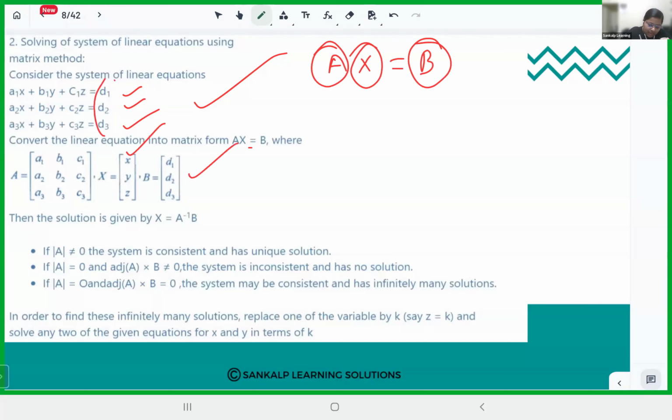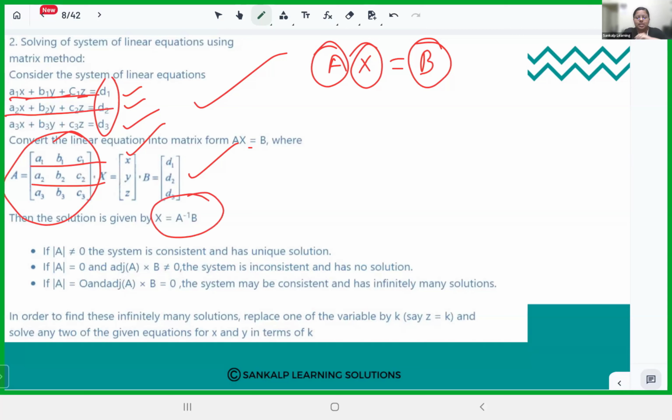And what about this A matrix? A matrix is nothing but the coefficients of all these unknown values. The first row is the coefficients of the first equation, and the second row is the coefficients of the second equation. That's how you write the matrix A. Then you can find out X by taking this A to the other side. That is X is equal to A inverse B.